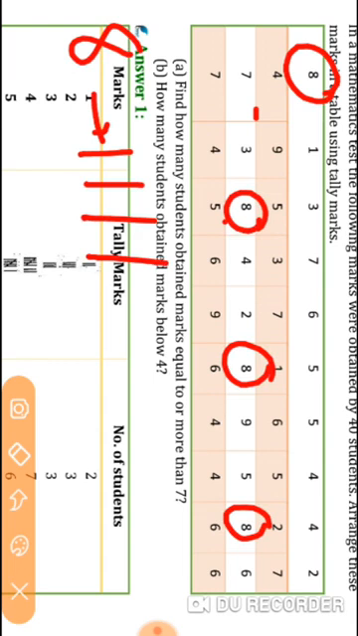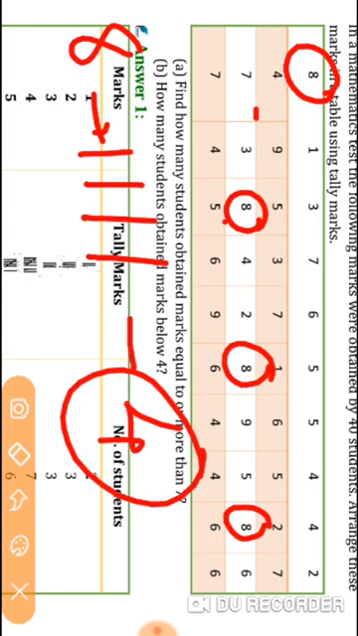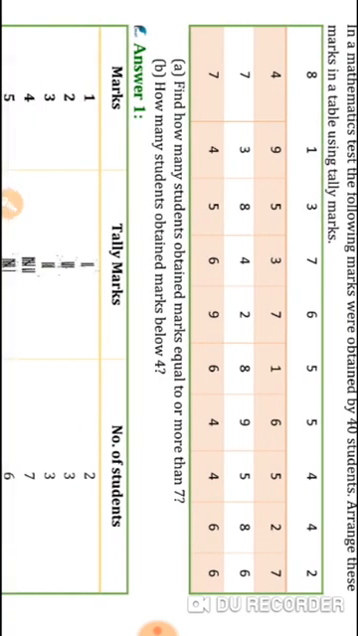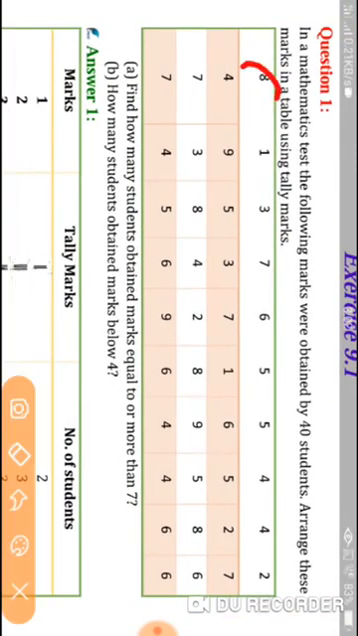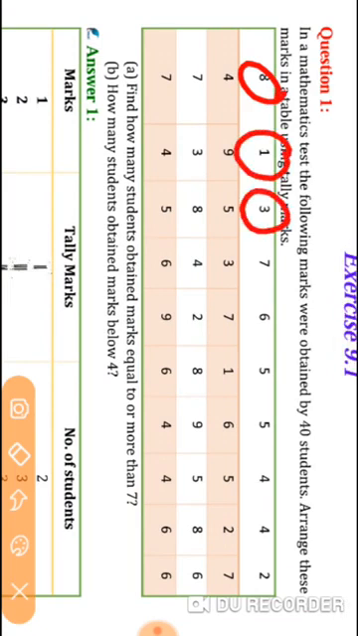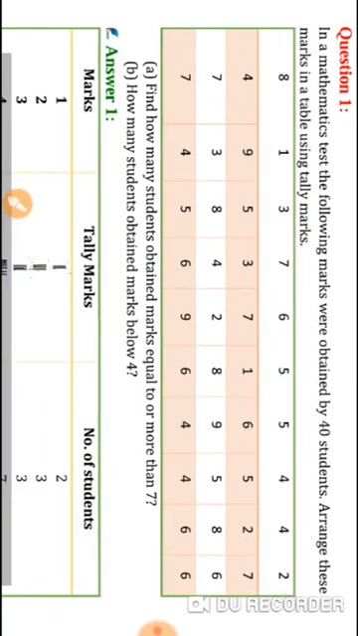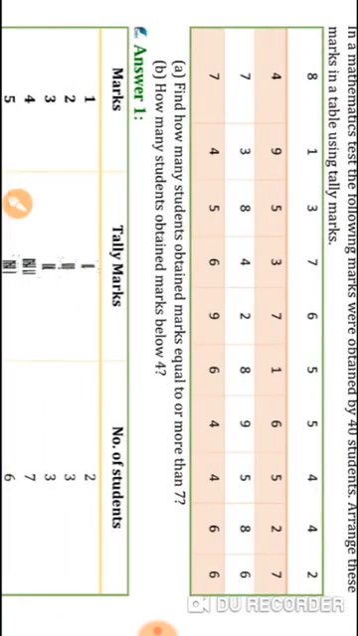So how many are there now? These are 4, like that. This is how you have to locate the tally marks and the number of repetitions. So these are the marks obtained: first student 8, second 1, third student 3, fourth student 7 marks, fifth student 6 marks they got. Like that the 40th student got 6 marks. So how many students got 1 mark? Like that we have to write it.